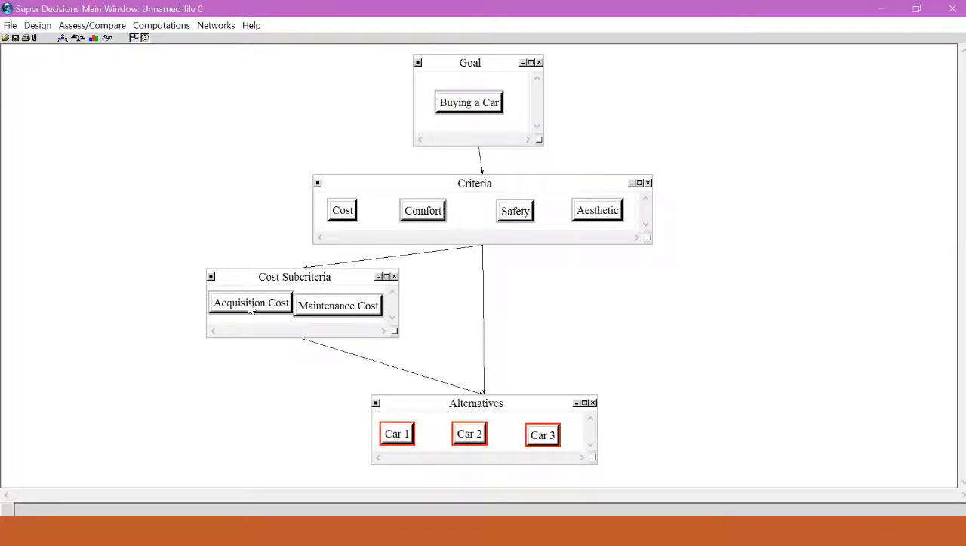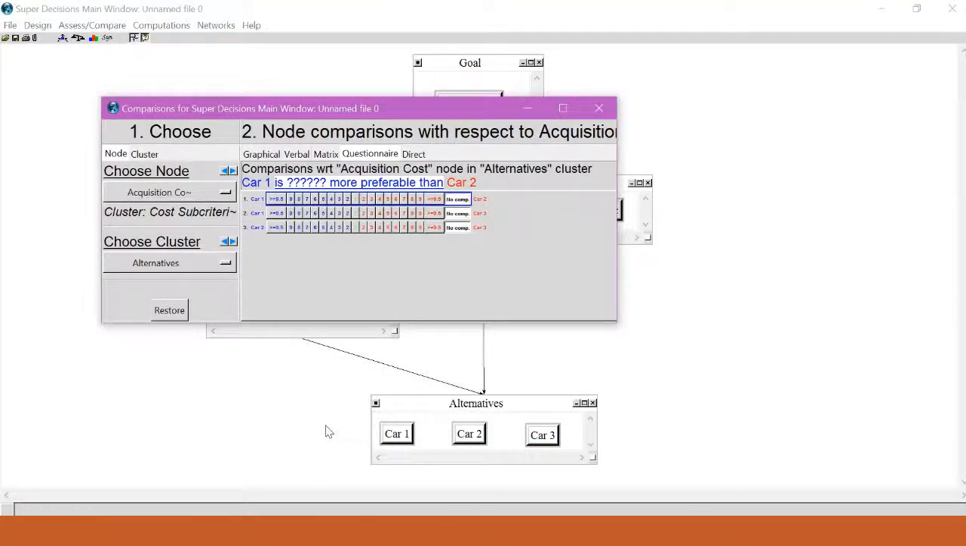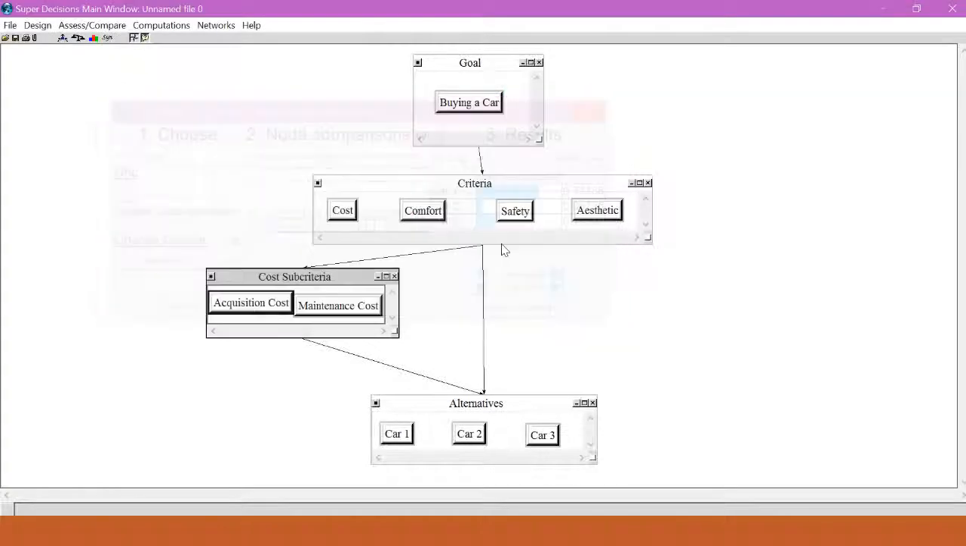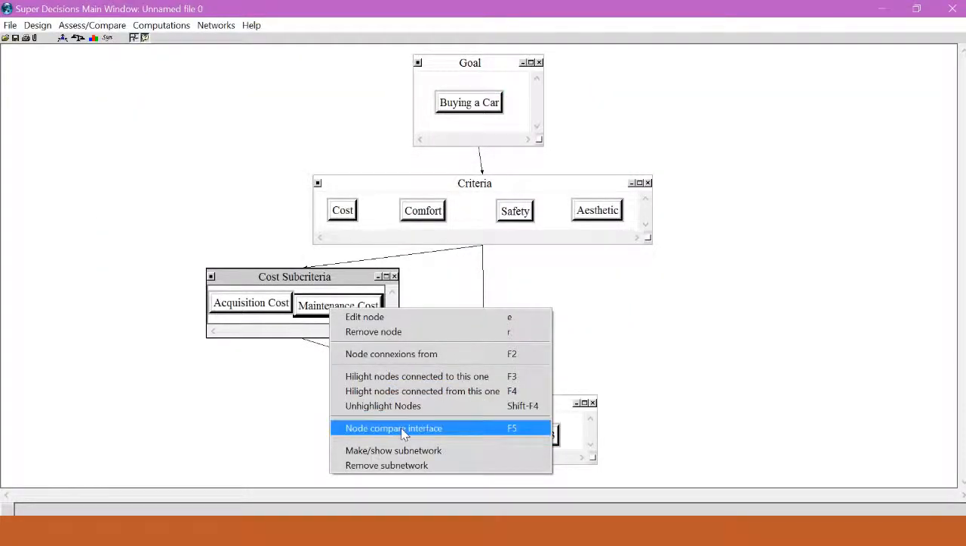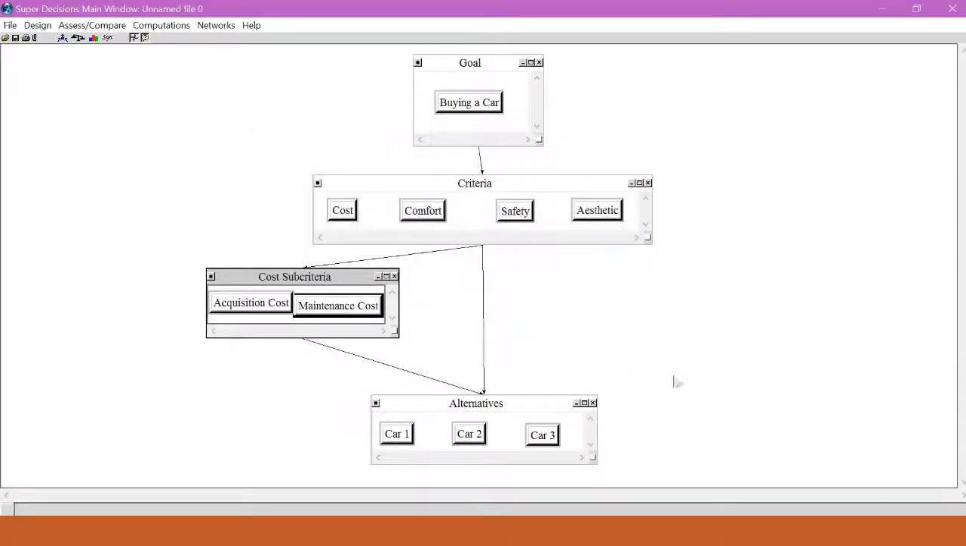So let's start with acquisition cost. Now remember, these are kind of just made up examples because I don't really know what car 1, car 2, and car 3 are, so I'm just going to make them up. Let's say 8, 5, 4, and then let's say for maintenance cost, let's say 7, 5, and 3.